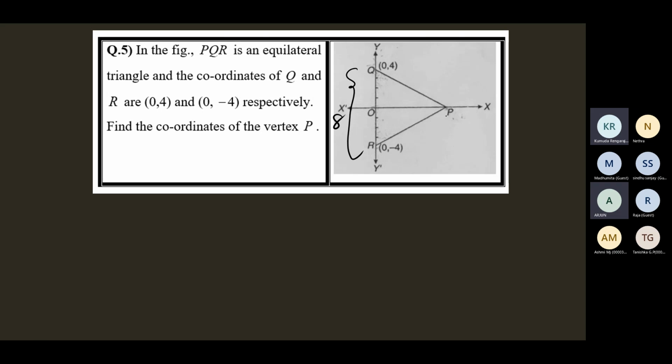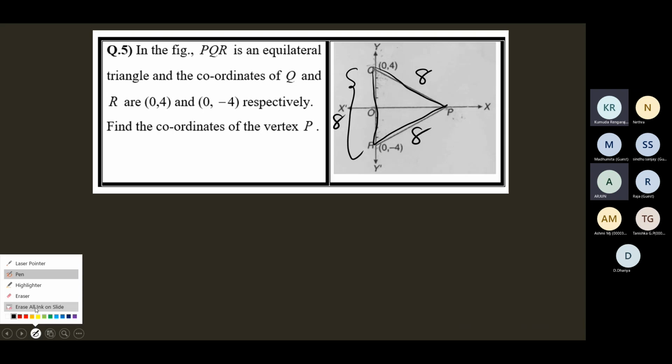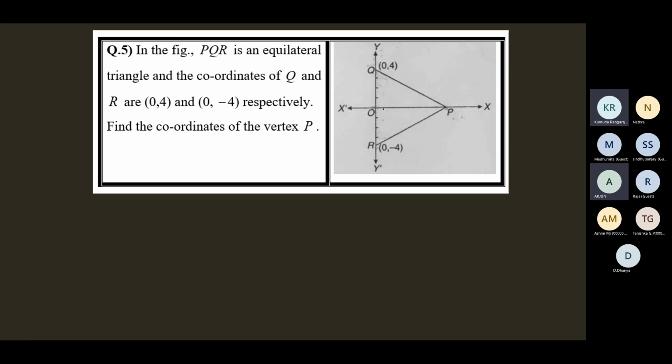And what kind of triangle is PQR? Equilateral. PQR is an equilateral triangle. So what will be the length of all the sides? 8 units, because one side QR is 8 units. So you've got the side of the equilateral triangle. Now you need to find the altitude. Why the altitude? Because OP is the altitude of this equilateral triangle.